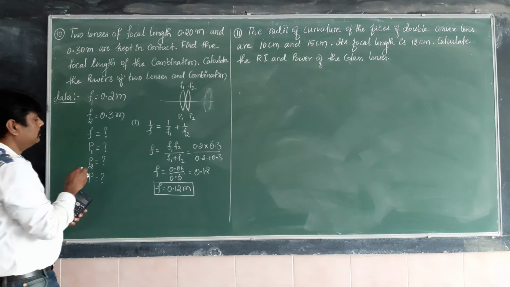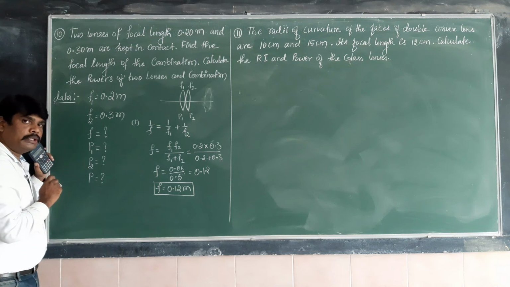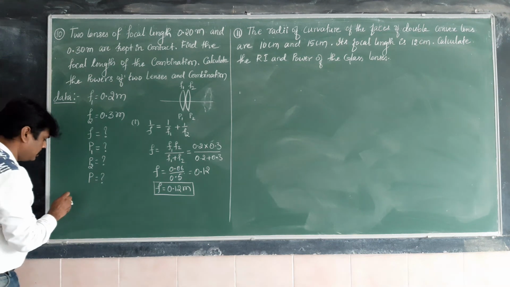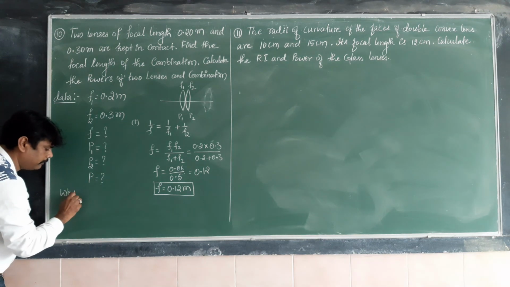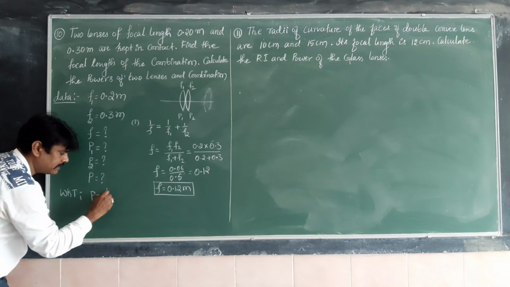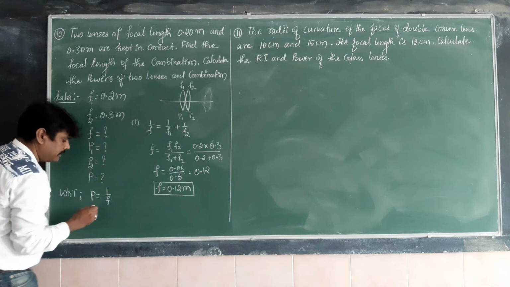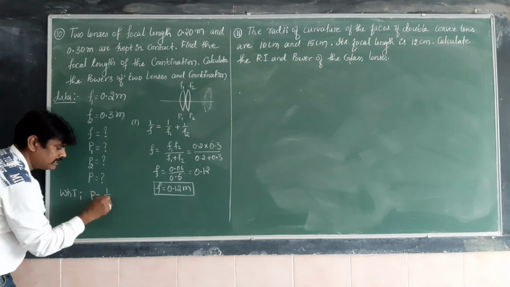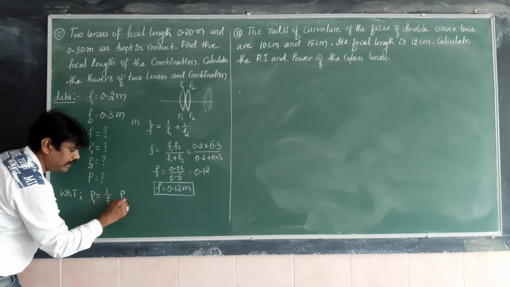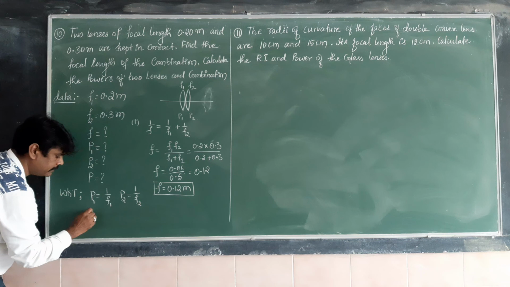In the second part, we have to calculate P1, P2 and P. There is a formula to calculate the power of a lens. We know that the power P is equal to the reciprocal of the focal length. If I want to find the power of the first lens, P1 is the reciprocal of the focal length of the first lens, and the power of the second lens, P2, is equal to 1 by f2. Now I want to substitute the values.